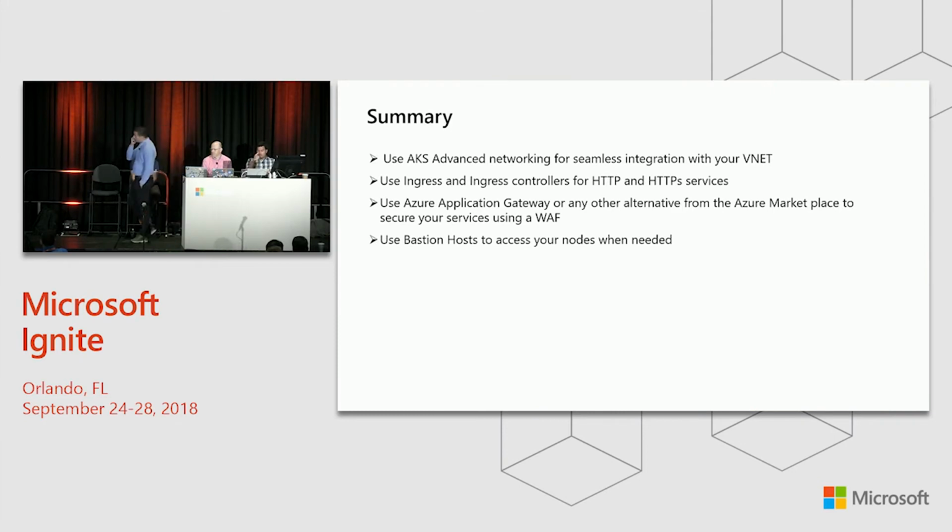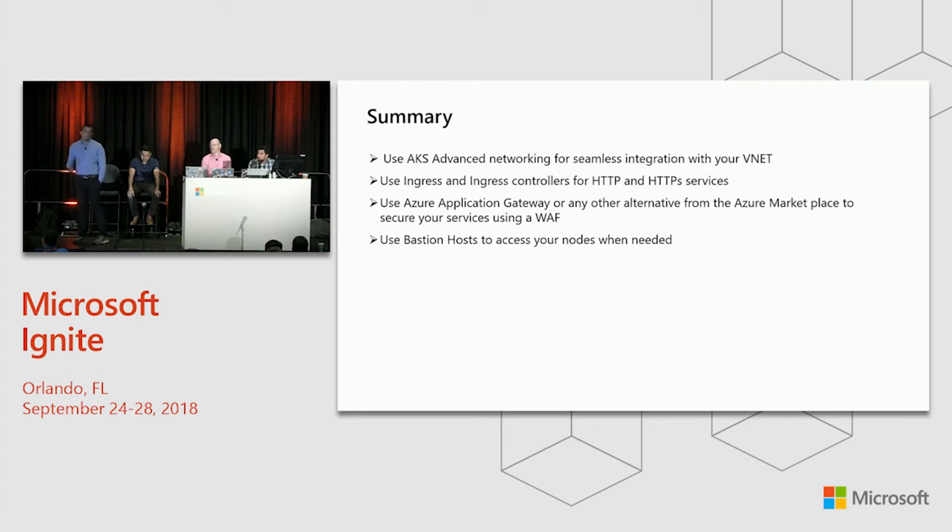Just to summarize, use AKS Advanced Networking for seamless integration with your VNet and to have all the advanced use cases of interconnecting with other VNets and to on-premise and so on. Use ingress controllers for HTTP and HTTPS type traffic. For any other type of traffic, you're going to use a normal service object in Kubernetes.